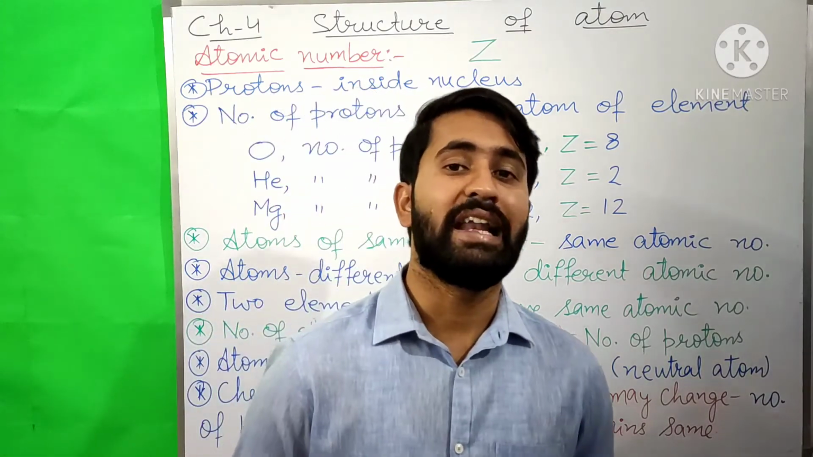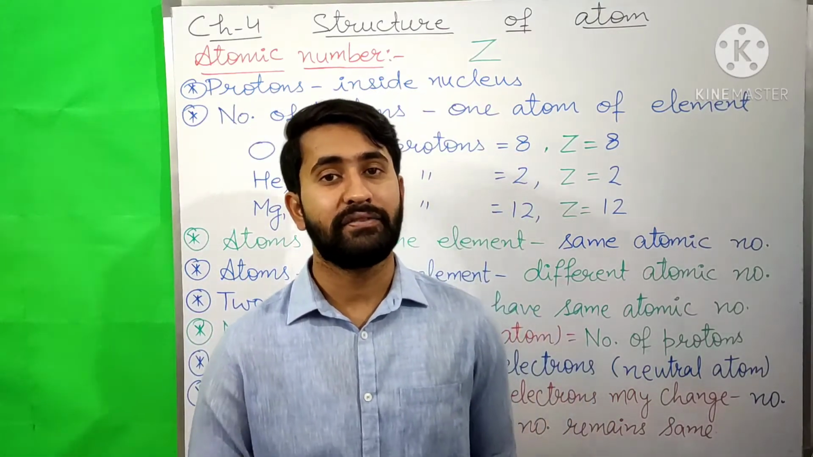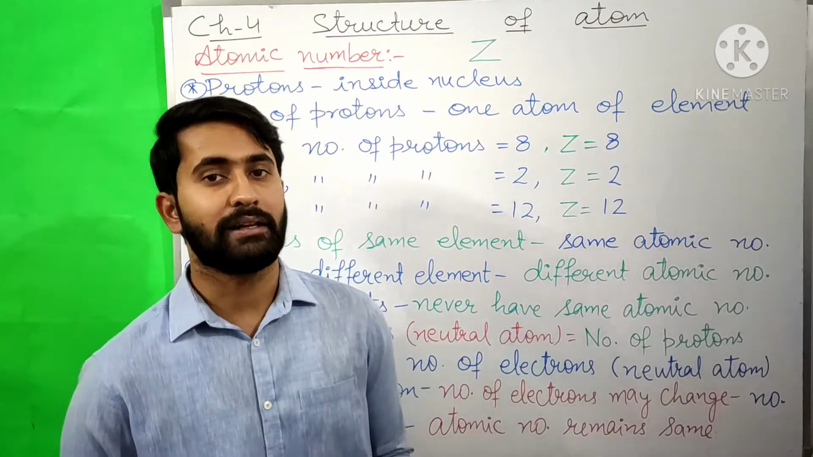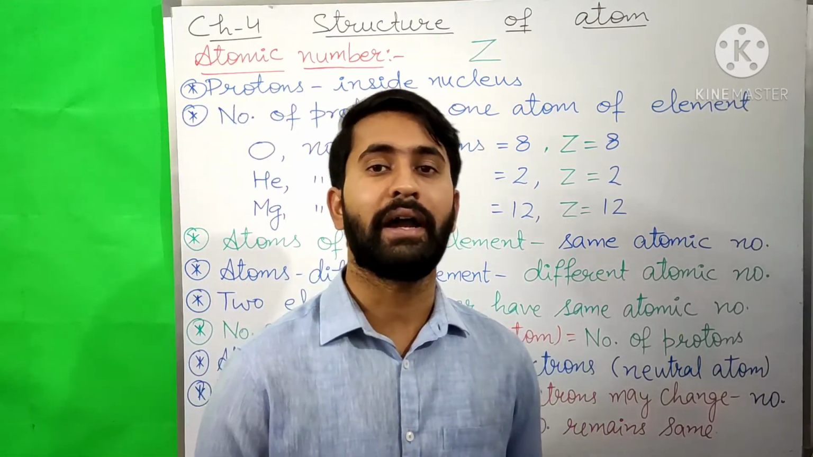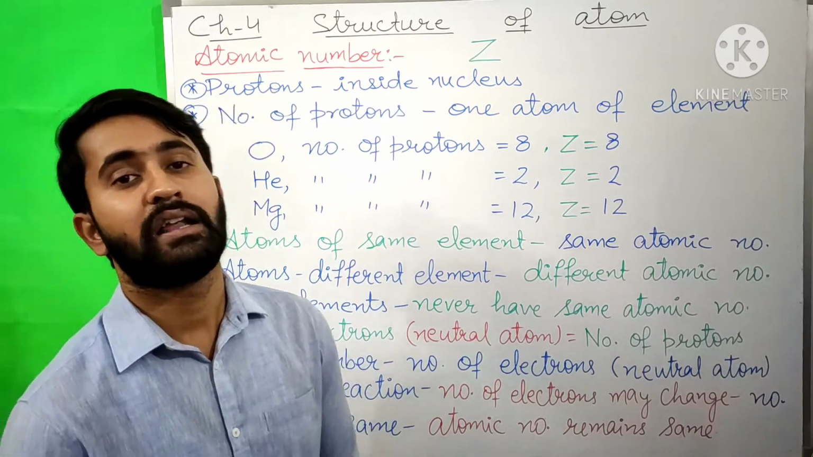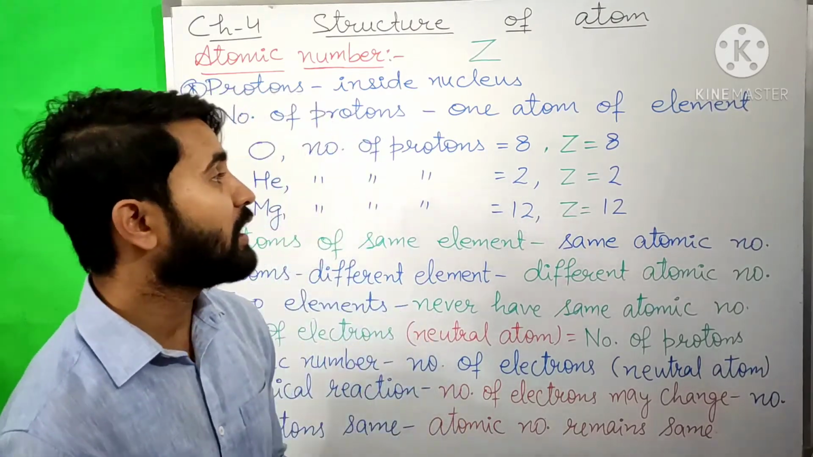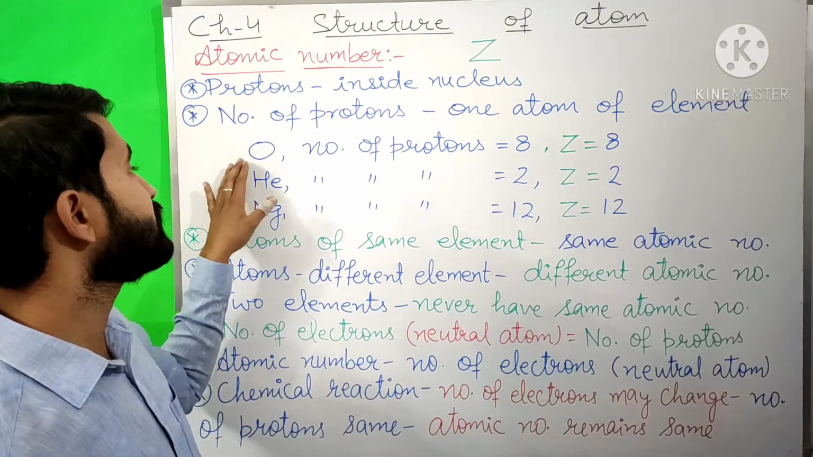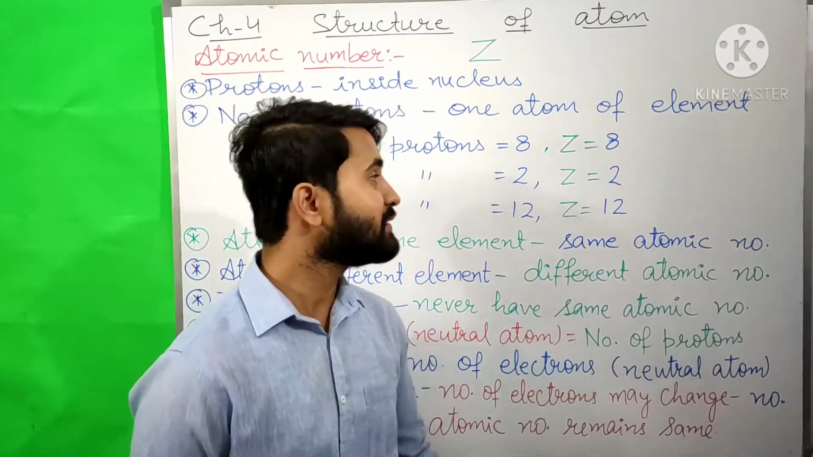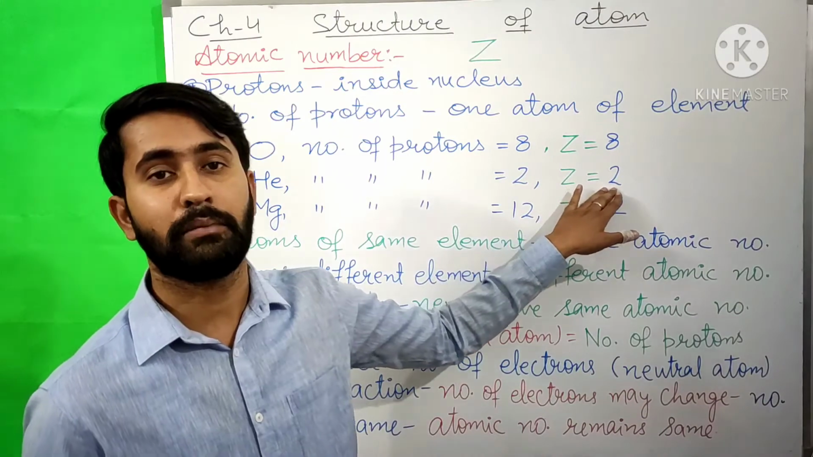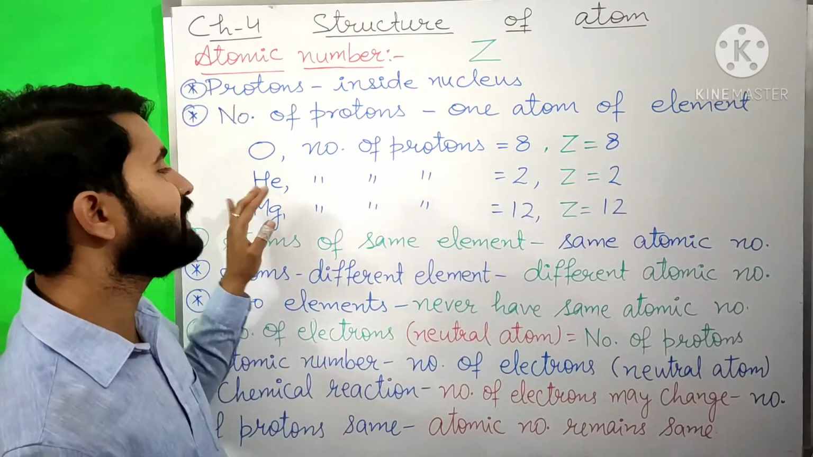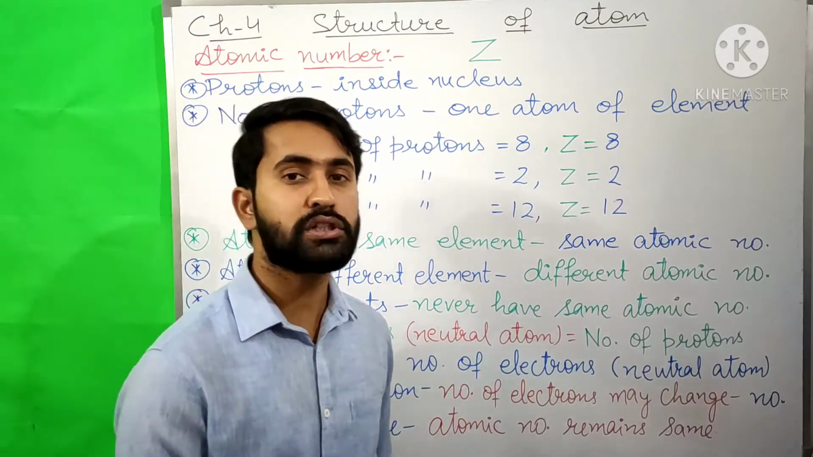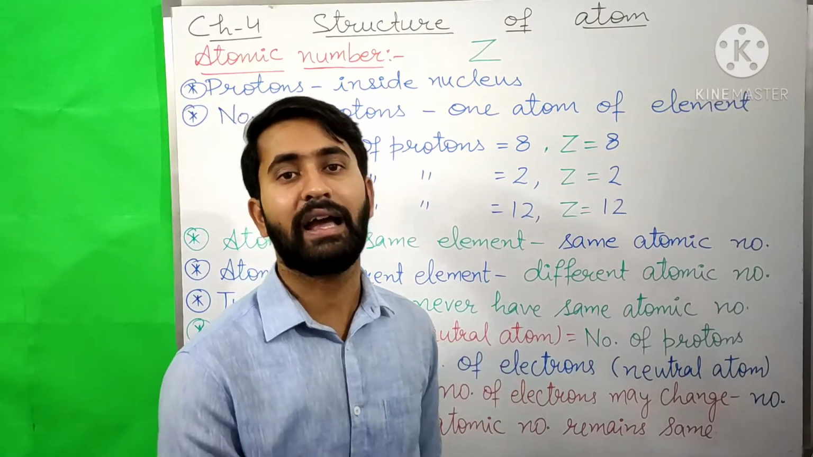Since each element is having a different and fixed atomic number, the atomic number can be used to identify the element. Like for example, the atomic number 8 represents oxygen element, and similarly atomic number 2 represents helium element. So the atomic number can be used for identifying the element.